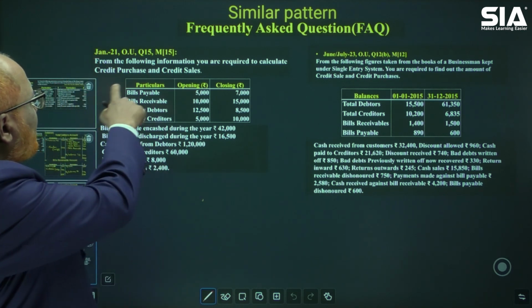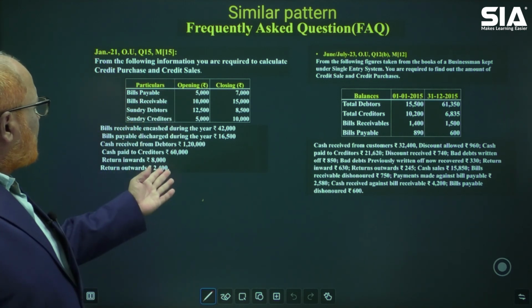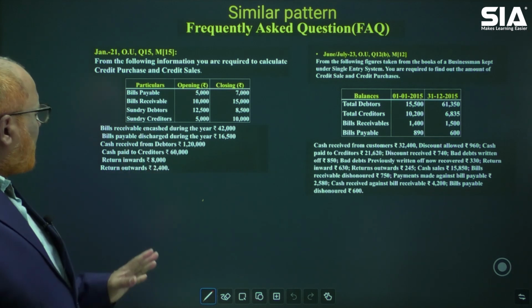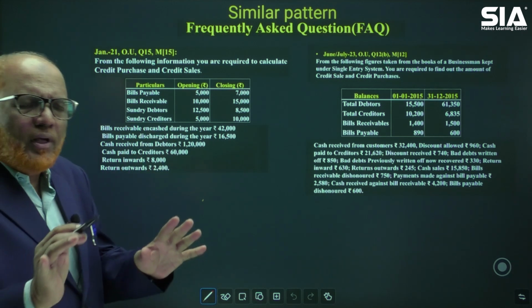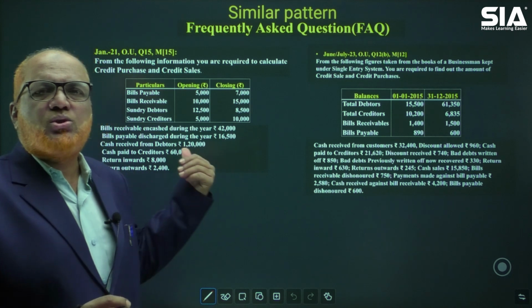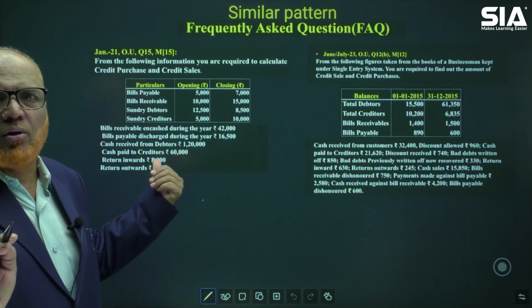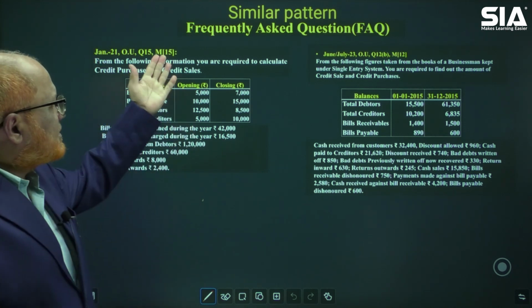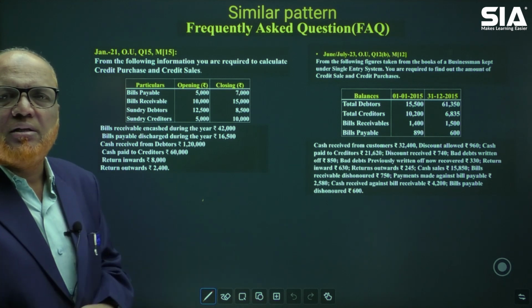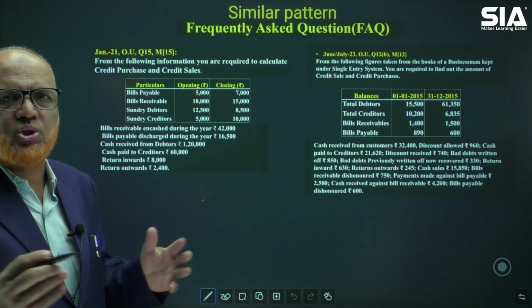Now, from the following information, you are required to calculate. Exactly the same procedure is given. Same items are given. By following my explanation, you can easily solve this problem. No change at all. Whatever I have explained, the same thing you can apply. You can get the total sales and total purchases.